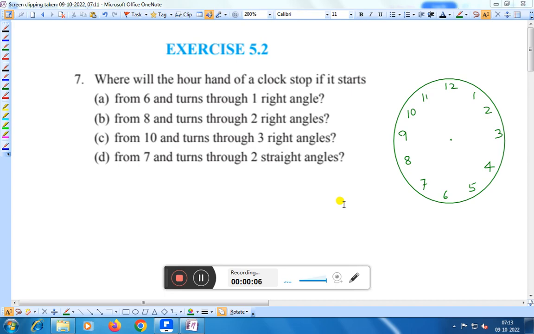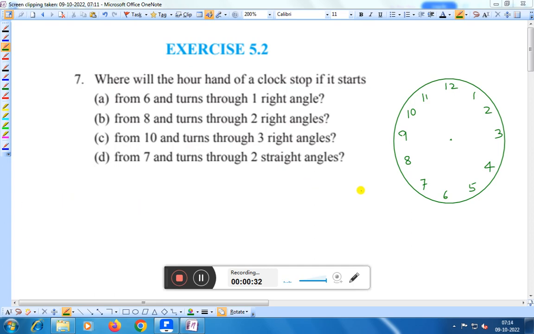Today we shall discuss exercise 5.2 question number 7. Where will the hour hand of a clock stop if it starts from 6 and turns through one right angle? It starts from 8 and turns through two right angles. It starts from 10 and turns through three right angles. It starts from 7 and turns through two straight angles. Now you have to know that one right angle equals how much degree, that is we'll find first, right?